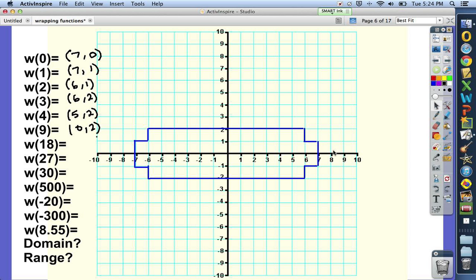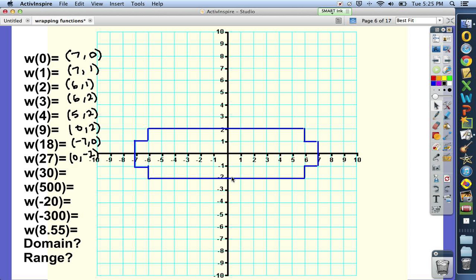But also what you notice again is there's symmetry in this figure. So if it's 9 units from the starting point over to the point (0, 2), then it'll be another 9 down over here to the point (-7, 0). So a wrap of 18 is (-7, 0). And still another 9 would bring us right here, (0, -2).